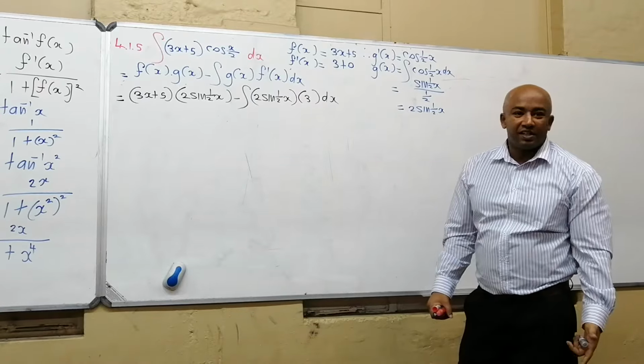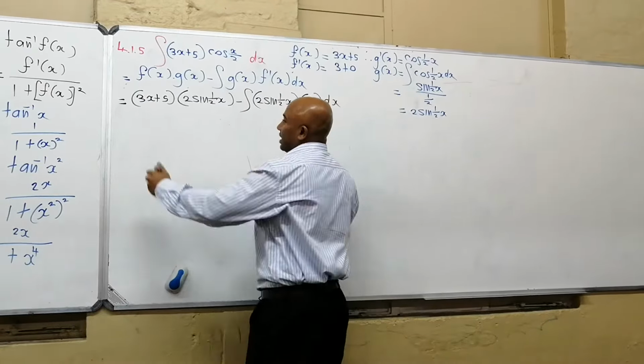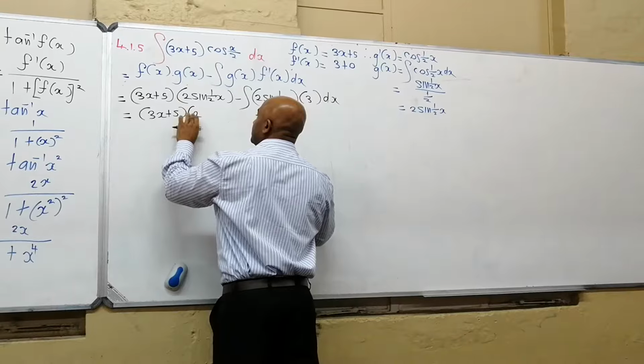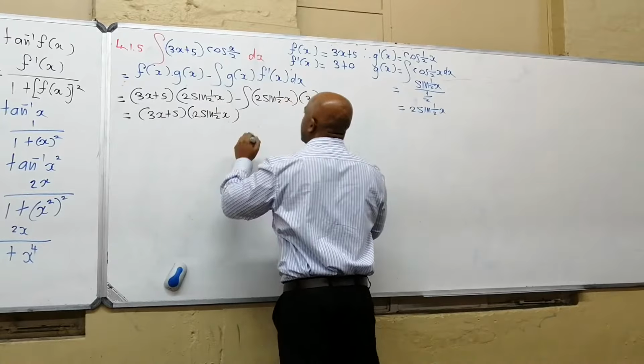It's not a difficult example, you can say that, because now all we need to do is integrate this function. So that's going to be 3x plus 5 times 2 sine half x minus 2 times 3 is 6 times the integral of sine half x dx. Okay, all I have to do is just integrate sine.